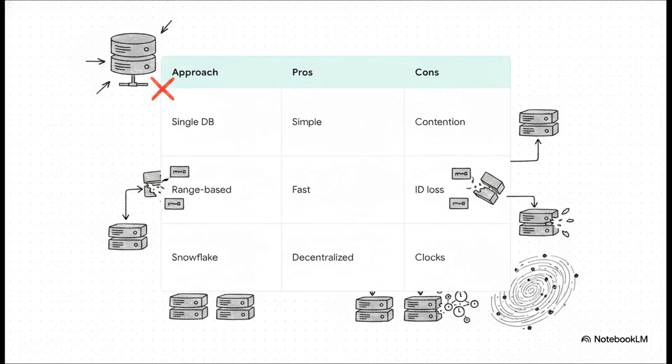So the absolute sweet spot for our requirement of 40 writes per second is the middle option, range-based allocation. Basically, a coordinator hands out blocks of 1 million IDs to each server. The server then just increments locally in its own memory. It is blazingly fast. And hey, if a server crashes, sure, we lose the unused IDs in that specific block. But with 3.5 trillion possible codes to play with, we really don't care.